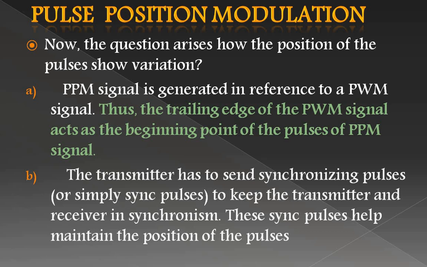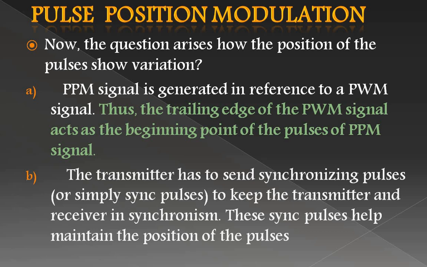These sync pulses help us to maintain the position of the pulses, and in pulse position modulation it is very important that the pulses used in the transmitter as well as the receiver side should both be synchronized. This is very important in pulse position modulation. So the transmitter has to send the synchronizing pulses to keep transmitter and receiver in synchronization. So they both have to be synchronized.